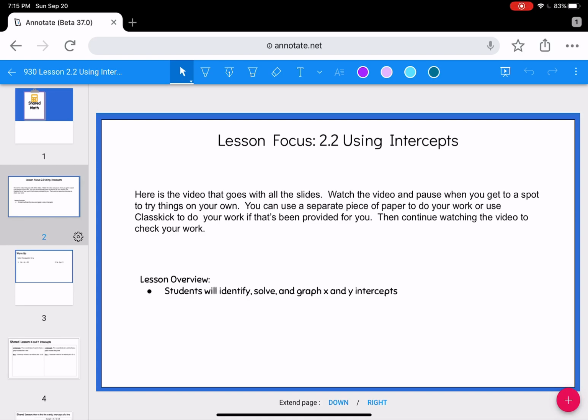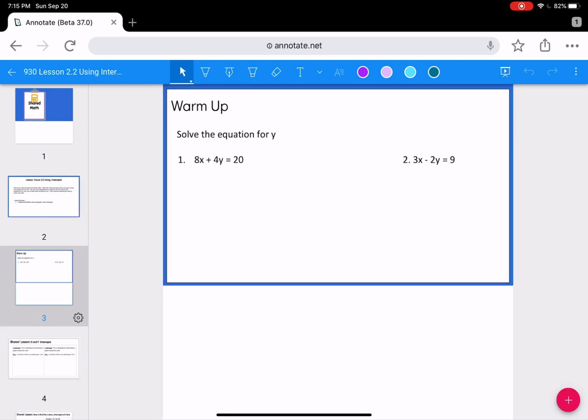I'm going to be going over today's lesson, which is 2.2, using intercepts. Today you guys are going to identify, solve, and graph x and y intercepts. Our warm-up for today, you guys are going to solve each equation for y. So if you would like to pause the video, you may, and then click play when you want to check your answer. So again, we're just going to solve the equation for y here.